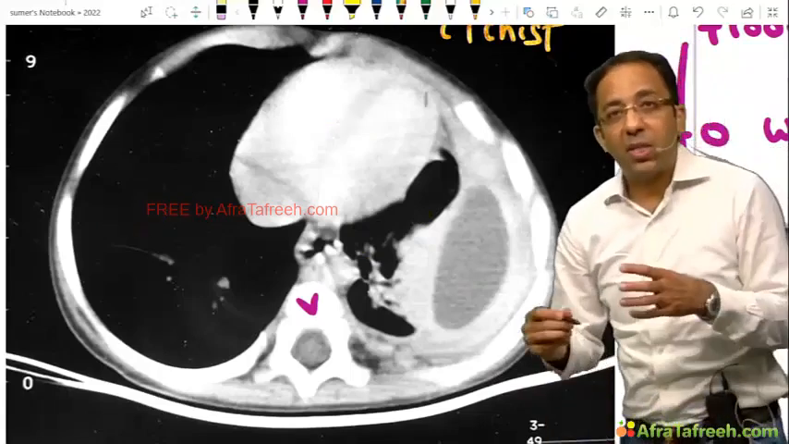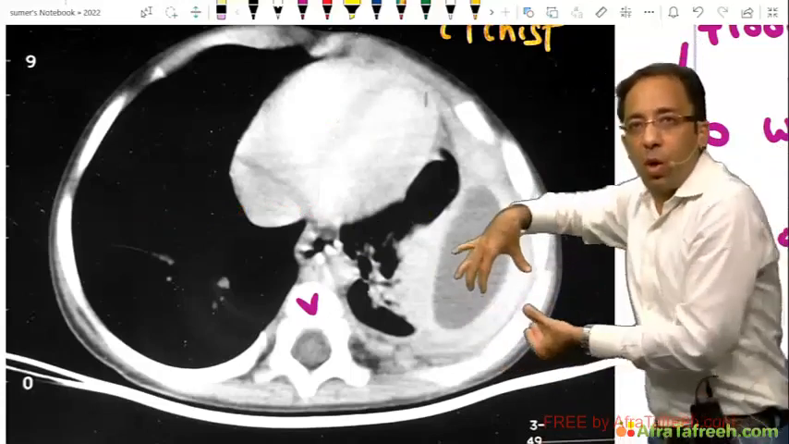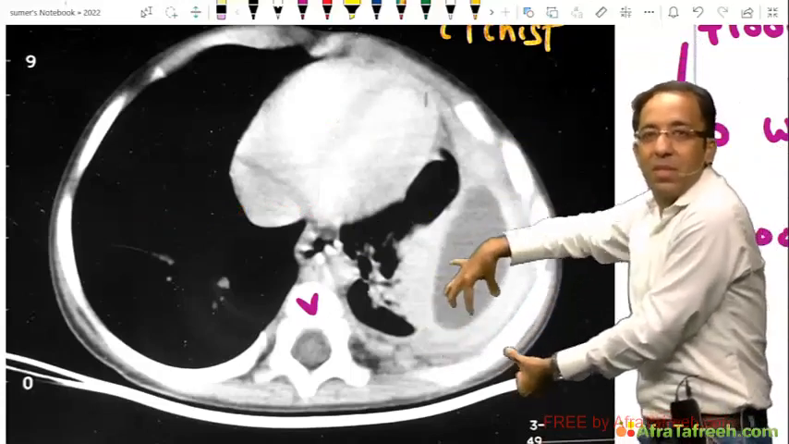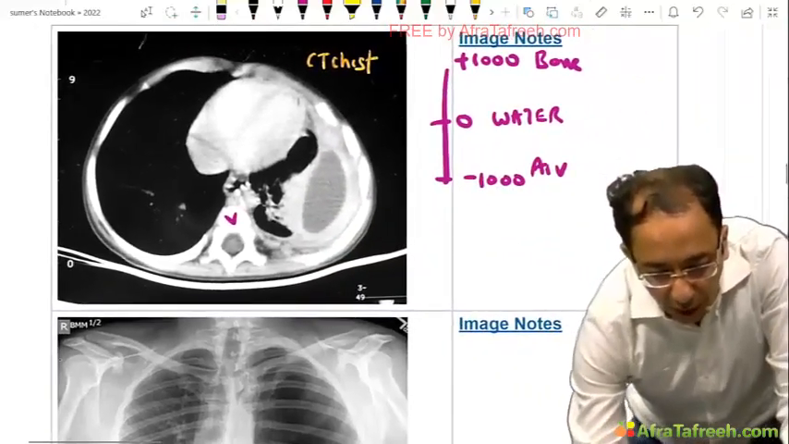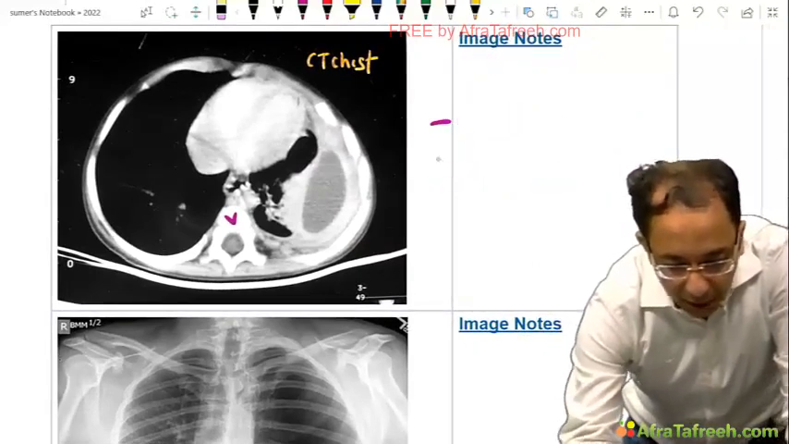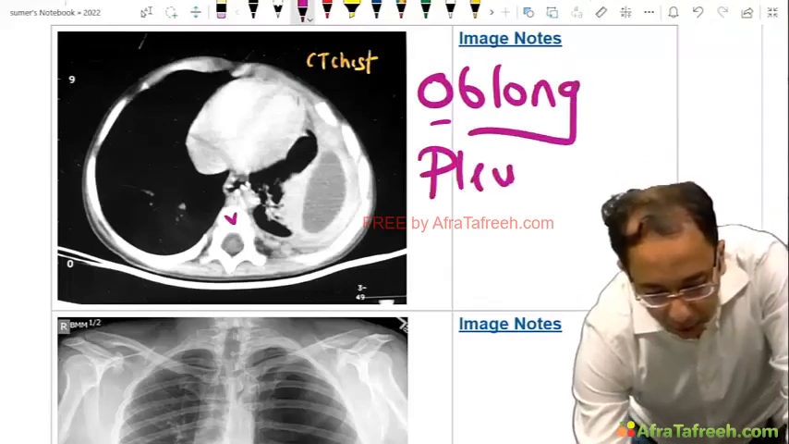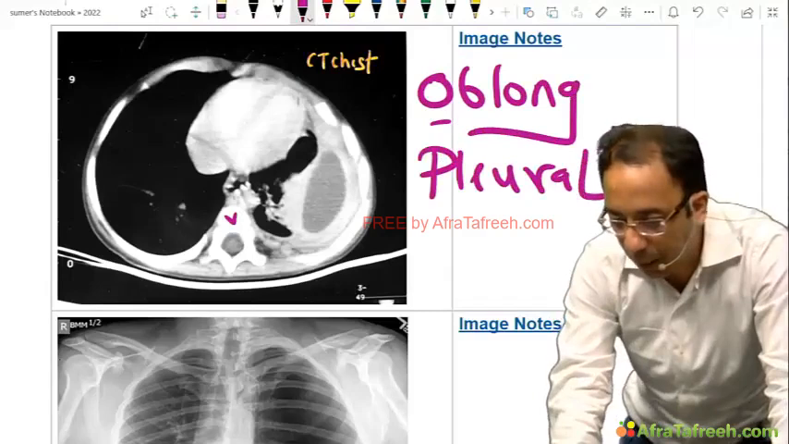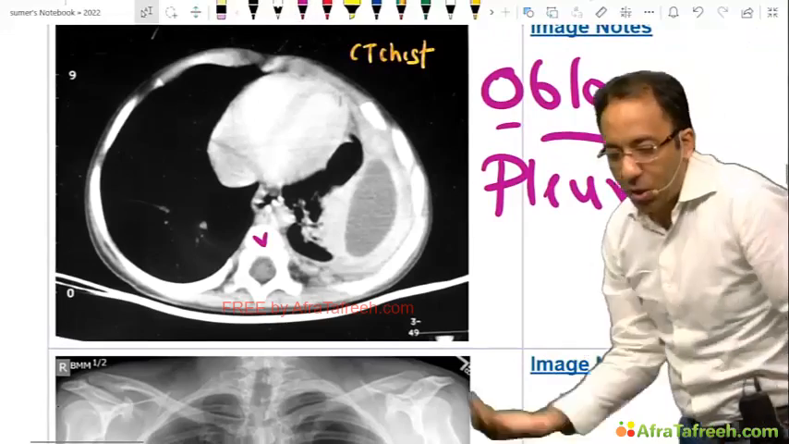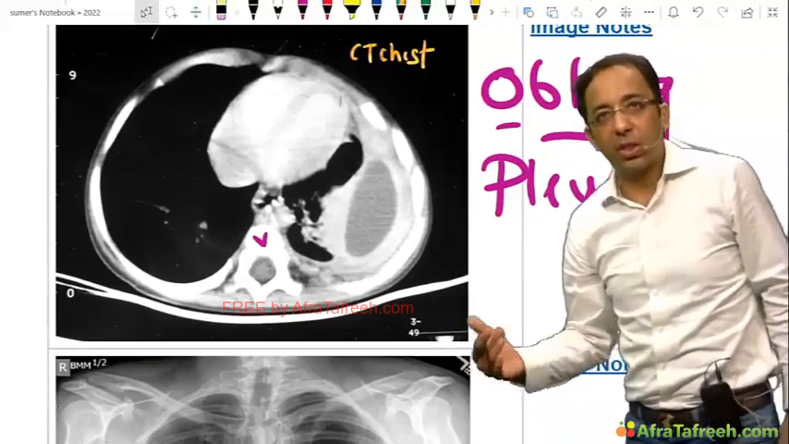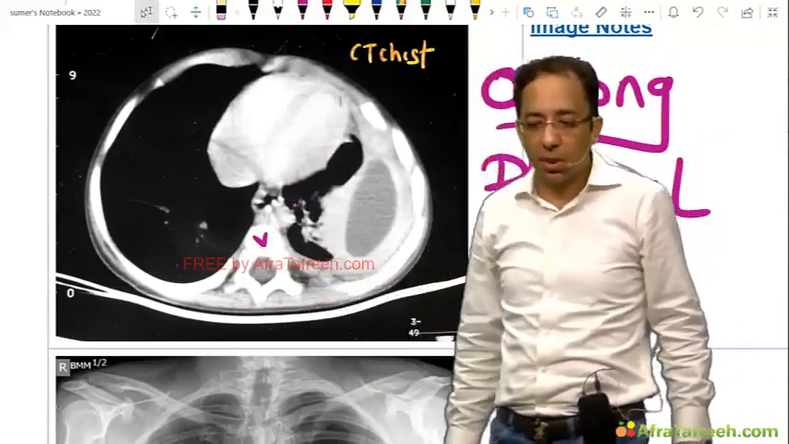Now, when I see this fluid, I'm thinking in my mind, is it localized or is it spreading? Seems to be spreading along the chest wall. It seems to have an oval elongated, oblong shape, telling me I'm looking at pleural fluid. Now Nidhi is asking, sir, why is the heart so bright? Because we have given IV contrast. This is a contrast enhanced CT. We have given intravenous dye, so you can see the dye is in the cardiac chambers.